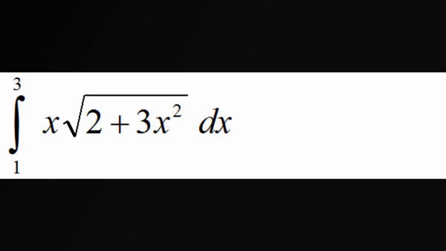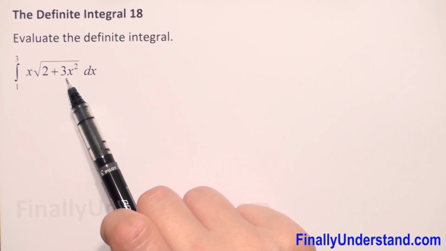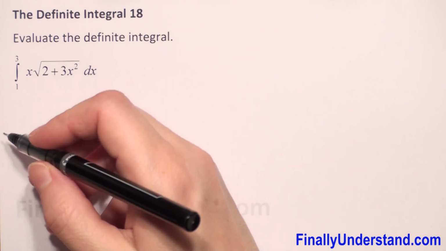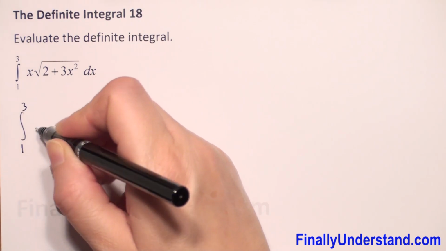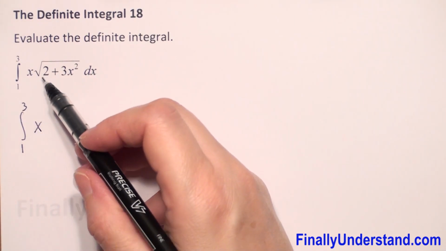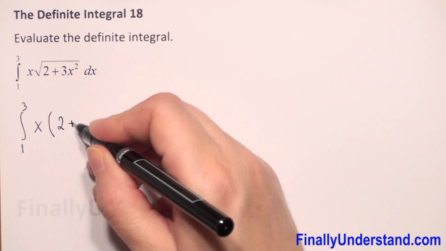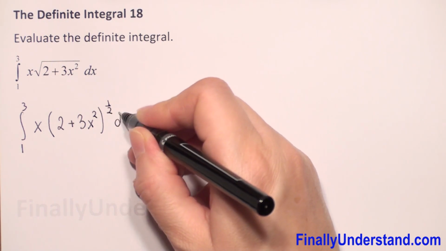First, we have to check our square root. We have 2 plus 3x squared. It is always a positive number, so everything is okay. Next step, we have to solve our definite integral, like an indefinite integral. Now let's rewrite our integral. We have from 1 to 3 of x, and next I will change our square root to a power: 2 plus 3x squared to the power 1/2 dx.